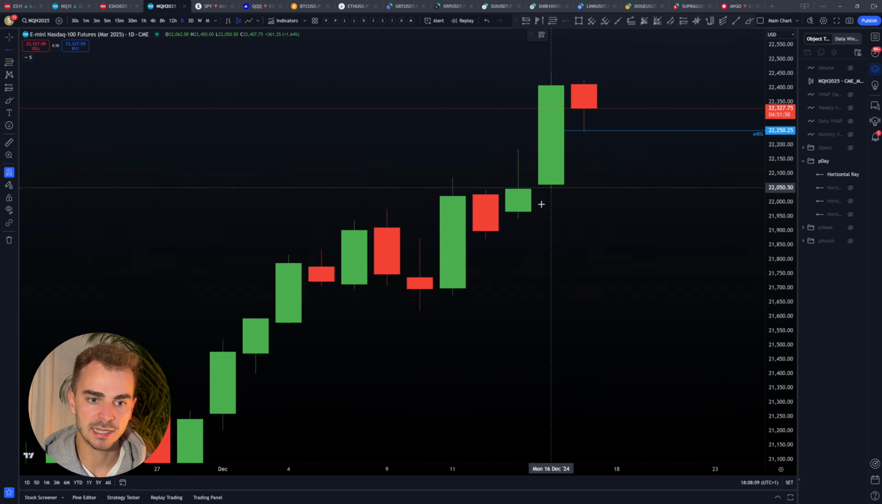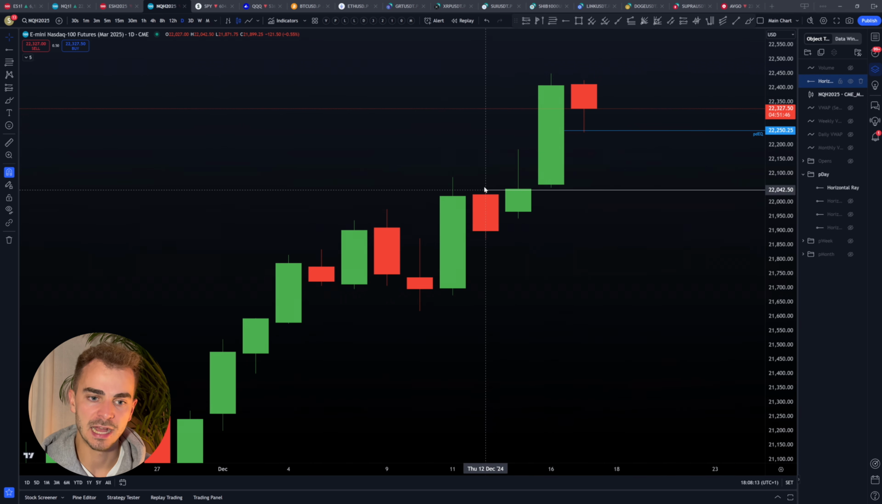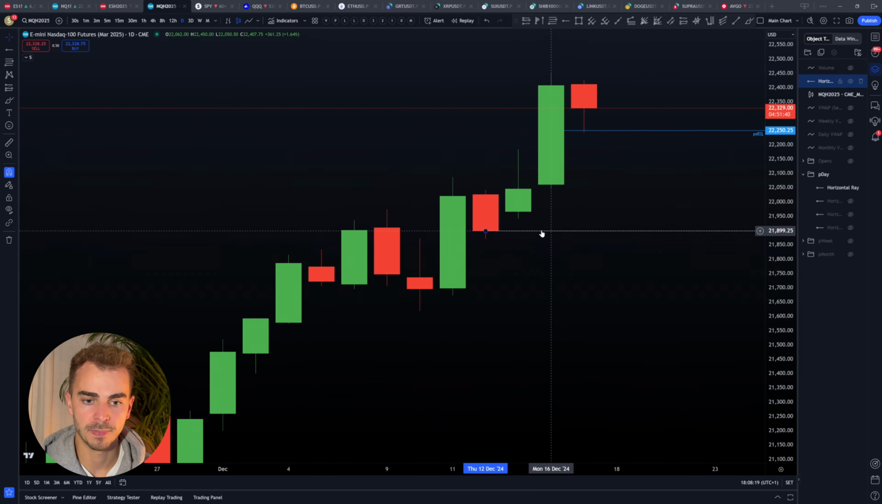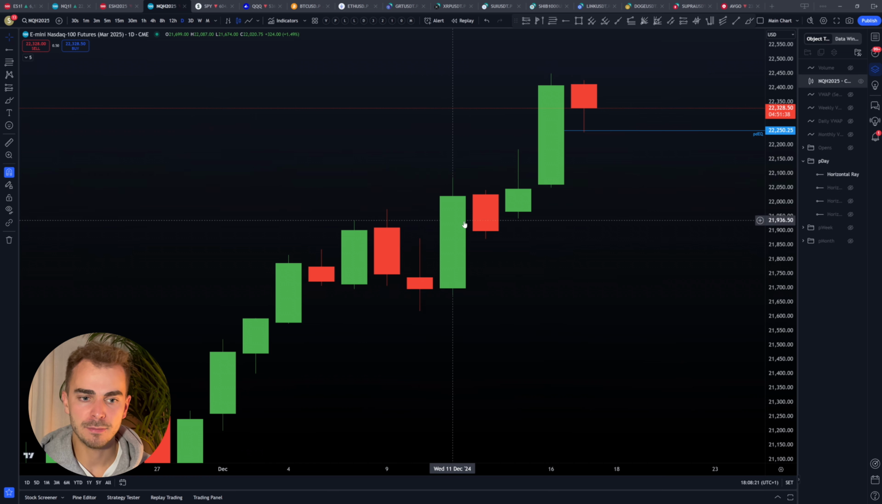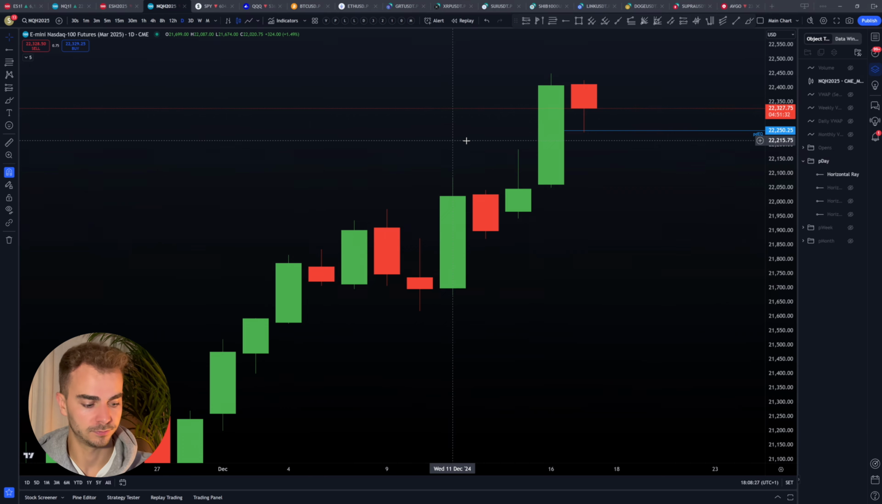So for a red candle, we can see the opening of that candle, we can see the high of that candle, we can see the low of that candle, and the close of this candle. And it will be a bearish candle if the closing price is lower than the opening price.